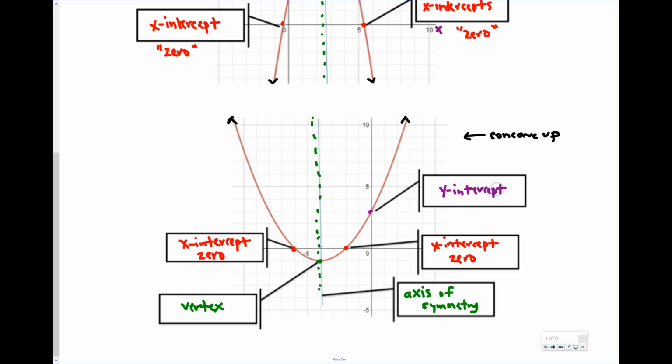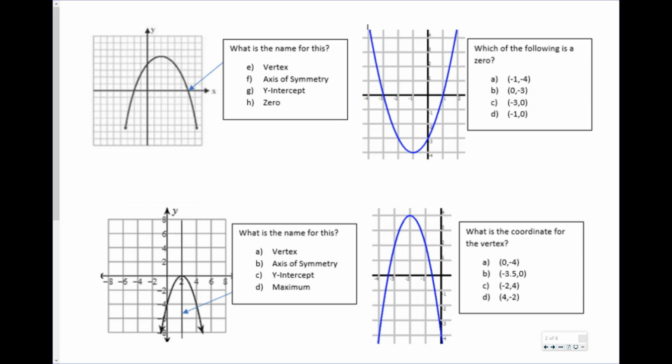Okay, so let's practice a little bit what that means when we're looking at a picture of a parabola. So the first example says, what is the name for this? And it's pointing to this spot on the graph right here. Well, this spot is along the x-axis. It's an x-intercept. We also call x-intercepts zeros. Okay, so there's another one over here too. These are both x-intercepts, both zeros.